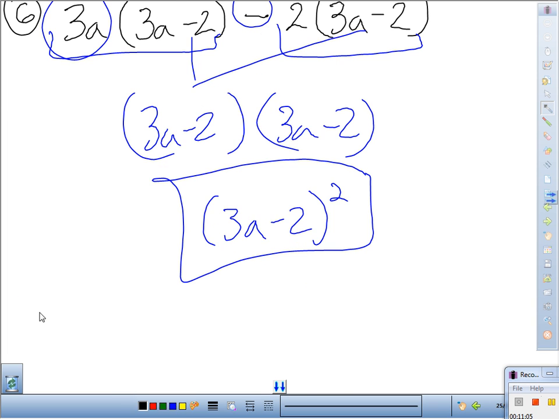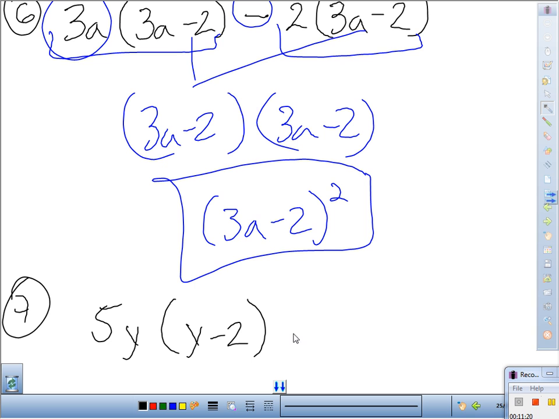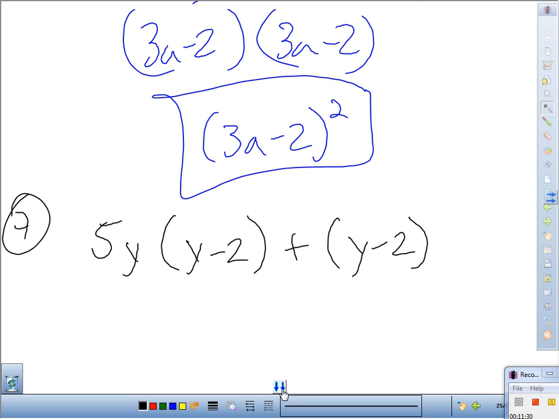Number 7. 5y, open parentheses, y minus 2, close parentheses, plus, open parentheses, y minus 2, close parentheses. Let's see how you do with that one. Little slider. 20 seconds.